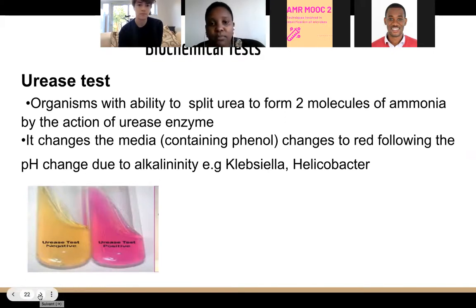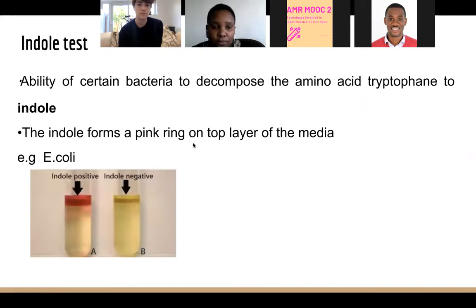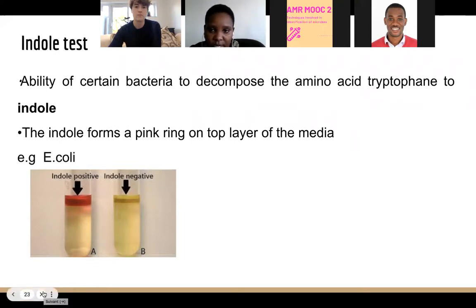Another one, we have the indole test. This is another biochemical test, which is used to differentiate those bacteria with the ability to decompose the amino acid tryptophan and give indole, which tends to form a red, a pink ring on top of the media. So you can see here for indole positive, you see a ring, while in negative it's not red. So if you see this, you can know that your bacteria is capable of degrading tryptophan.